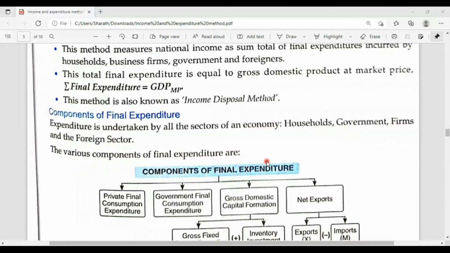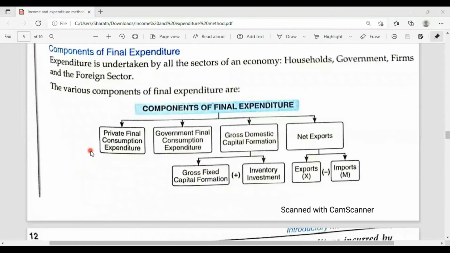Here we are taking all the expenditure incurred by all sectors of an economy: household, government, firm, as well as the foreign sector. On the basis of this, we are going to learn the different components. You can see that there are four components in this final expenditure method.